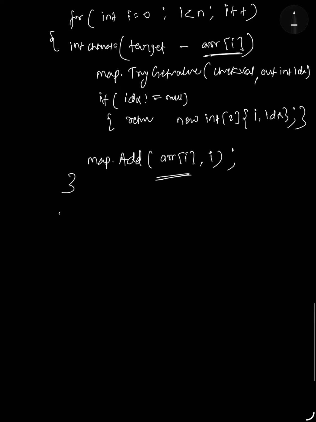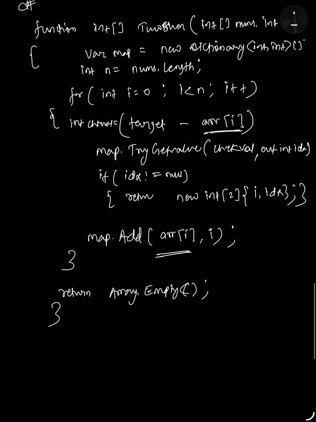And in the end, we can return an empty array if we have not found and this condition is not hit. So just for the sake of it, we can return an empty array. Okay, that's all. So this will be the function.